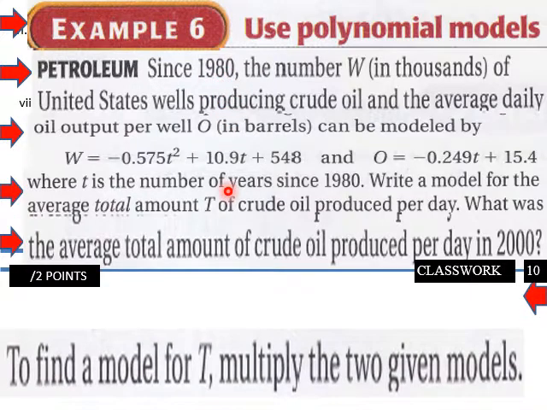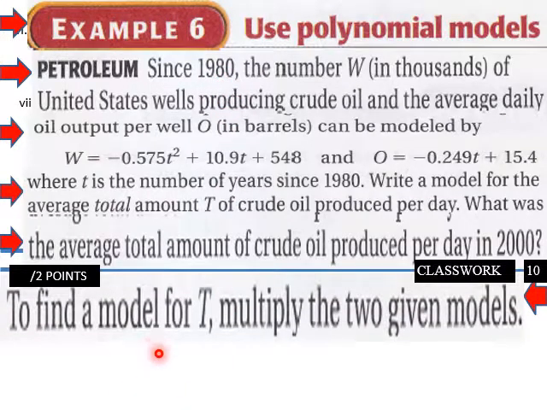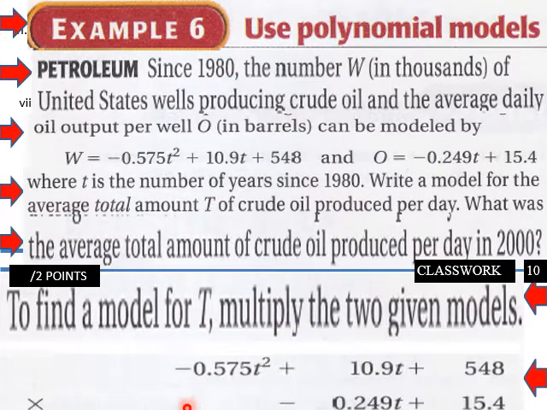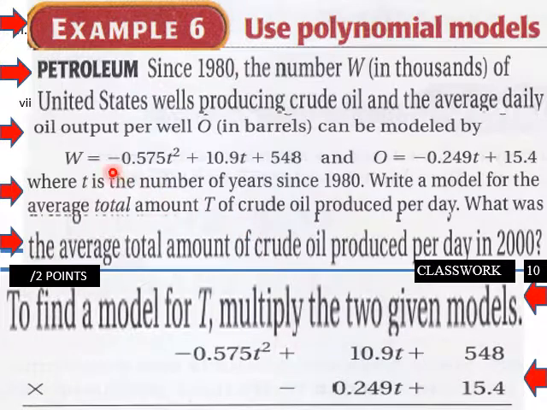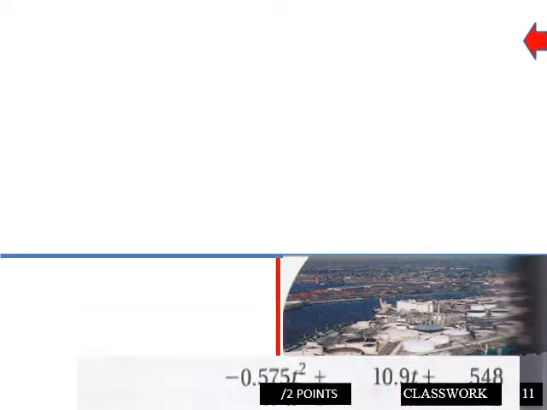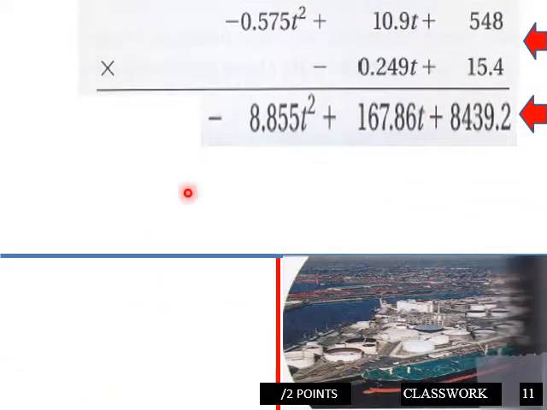So from 1980, to find a model for T, multiply the 2 given models. So we want the total amount of crude. So to do that, we got to multiply wells times output here. And this is our wells here, and then this is our output for each one. So to do that, we have to multiply these together, and we have negative 8.85 T squared plus this number, 8439. So we're multiplying this times that.